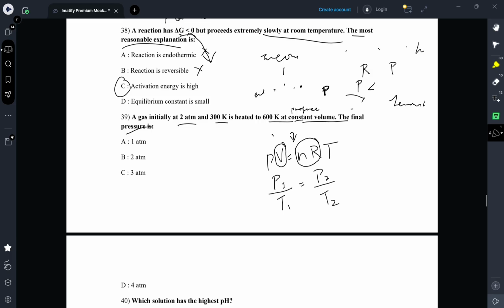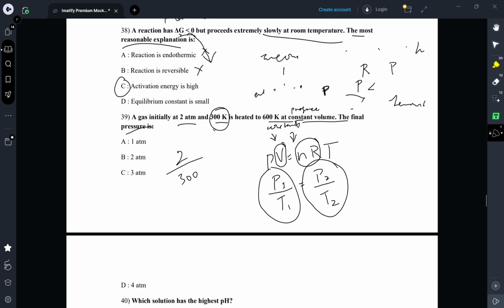Because these things are constant, you can just write it like this: pressure 1 divided by temperature 1 equals pressure 2 divided by temperature 2. So these are the initial conditions and these are the final conditions. Pressure 1 is 2 atm, temperature 1 is 300 Kelvin.